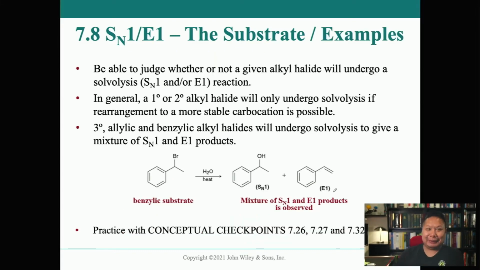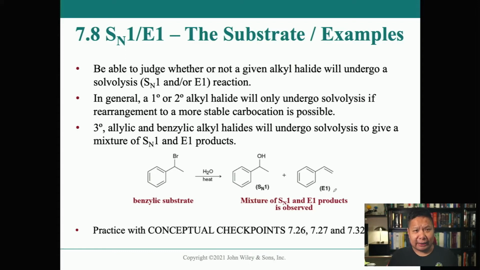Anyway, next, let's keep going. SN1 and E1, the substrate examples. Be able to judge whether or not a given alkyl halide will undergo solvolysis, an E1 or SN1 reaction. In general, a primary and a secondary alkyl halide will only undergo solvolysis if a rearrangement occurs to a more stable carbocation, right? A primary one or secondary one will rearrange to become a tertiary one, or it's resonance stabilized.